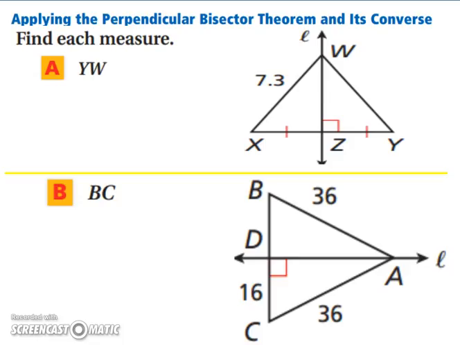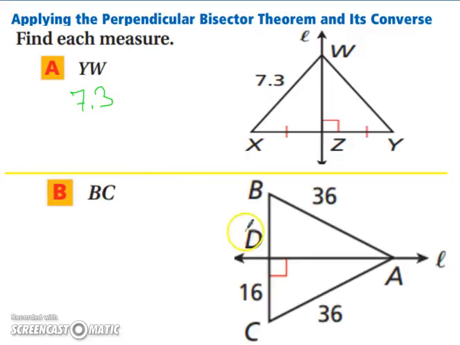Let's try a couple of examples. Find each measure. We have the perpendicular bisector, as it cuts this segment in half, and we have 7.3 as our WX. So we need to know what WY is. Well, if WX is 7.3, WY will also be 7.3.